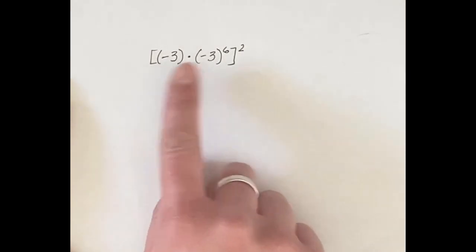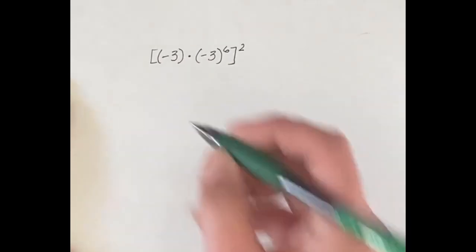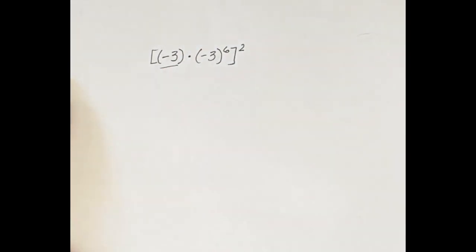Here we have another one where you see a couple of different exponent laws being displayed. So here, the difference between the problem Mrs. Savage just did and the one that I'm going to do here is I don't have any variables. All I see are numbers. But I do have a couple of bases. I have a base of -3 right here, and I have another base of -3 right there.